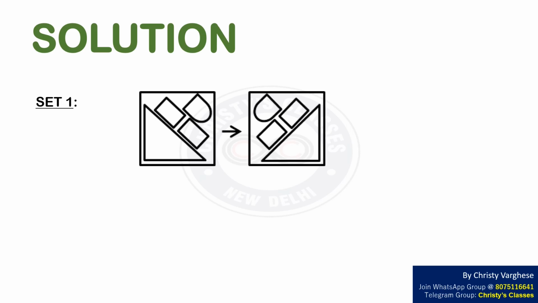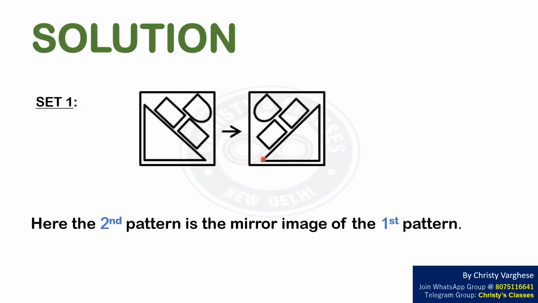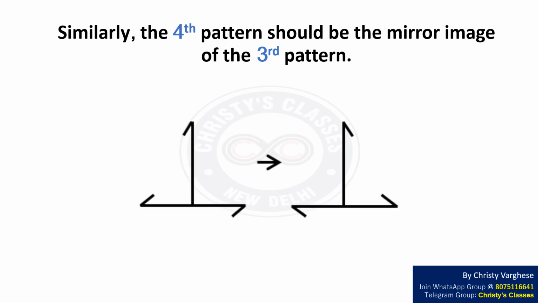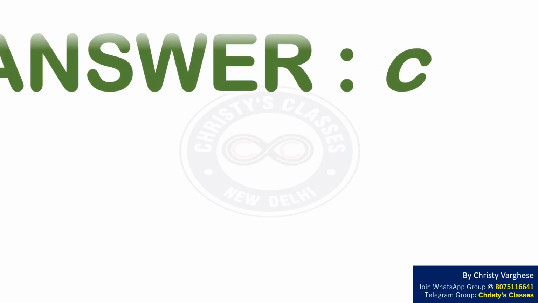Solution. Let us consider set 1. Here, the second pattern is the mirror image of the first pattern. Similarly, the fourth pattern should be the mirror image of the third pattern, which is as shown below. Hence, the right answer to the question is option C.